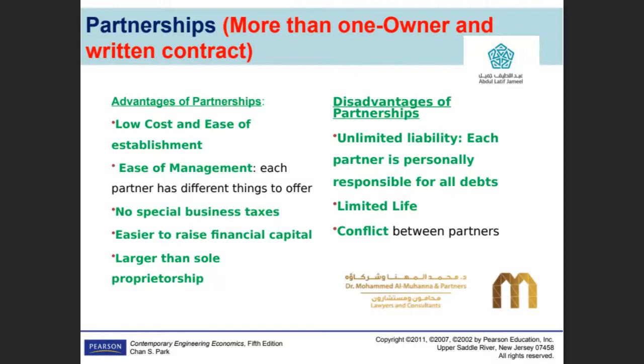Easy to manage. Why? Ease of management, because each partner has different things to offer, different expertise. Maybe one is an expert in technical matters, one is an expert in something else. So instead of managing by yourself as in a proprietorship, here the responsibility is shared by the other partners. Again, for taxes, you don't have a special business tax. Same thing, the partner is taxed at the personal tax rate.